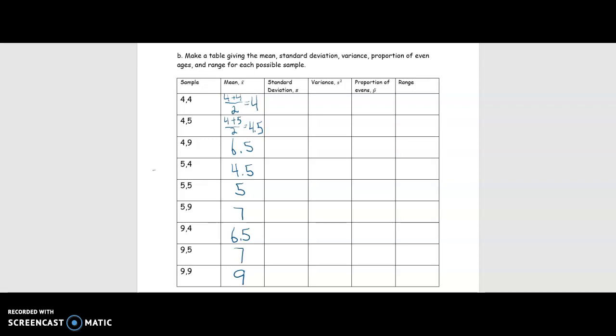Next, we'll find the standard deviation for each of our samples. Note that the standard deviation tells us, on average, how far away a data value is from the mean. When we have a sample of 4, 4, the mean is also 4, and neither of those data values strays from the mean at all. So anytime we have repeat numbers, we're going to have a standard deviation of 0. That goes for 4, 4; 5, 5; and 9, 9. We can use a formula to find the rest, or we can simply plug them into our calculator.